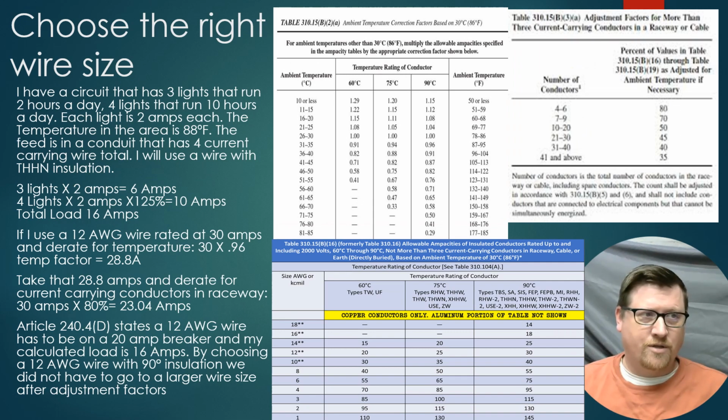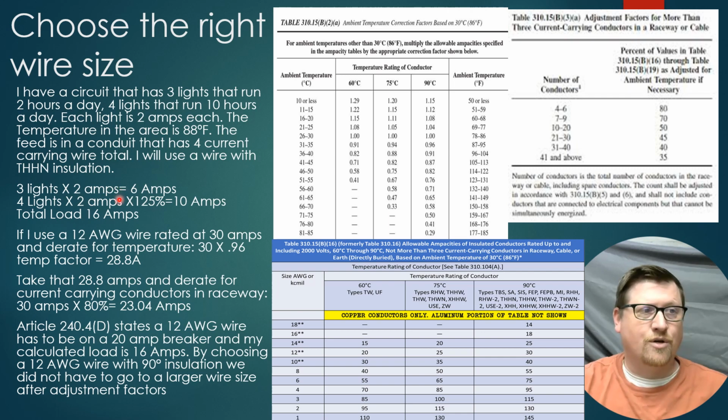Okay, let's work another example, right? So I have a circuit that has 3 lights that run 2 hours a day, 4 lights that run 10 hours a day. Each light is drawing 2 amps each. So they're pretty bright lights. The temperature in the area is 88 degrees, and the feed in the conduit has 4 current carrying wires total. And I'm going to choose a wire that has THHN insulation.